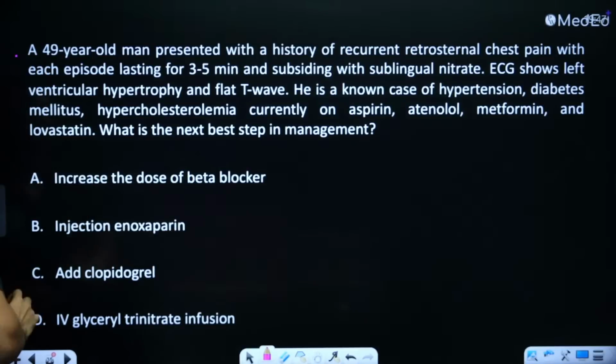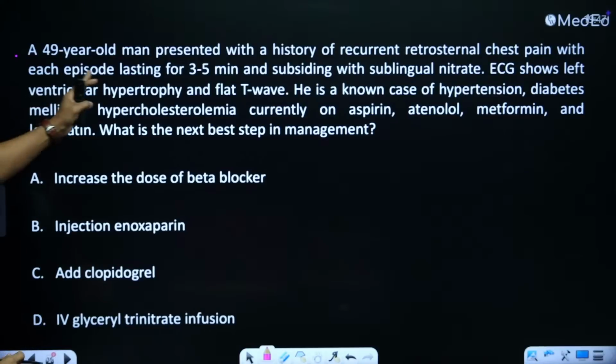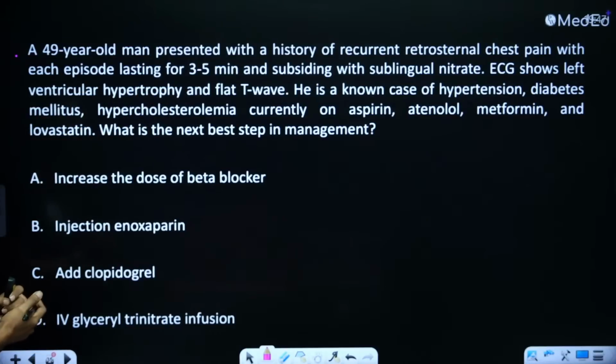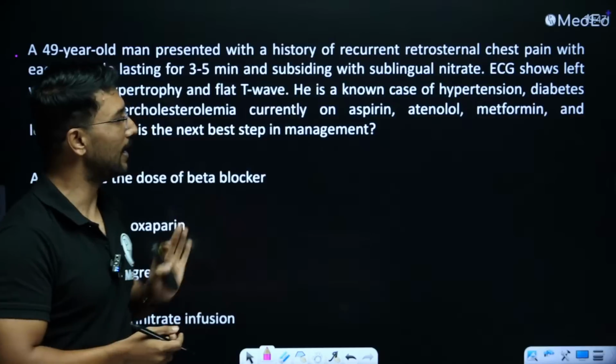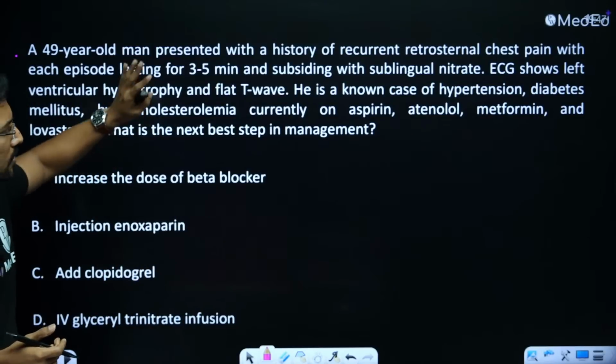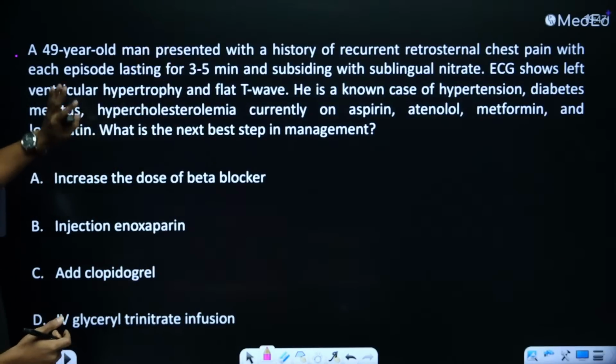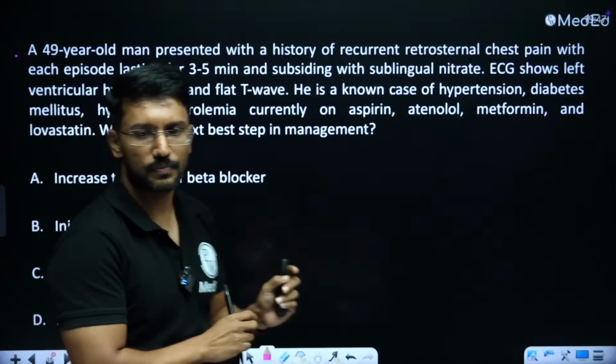Okay, so here's our next question. A 49-year-old man presents with a history of recurrent retrosternal chest pain, with each episode lasting for 3 to 5 minutes and subsiding with sublingual nitrate. Okay, let us stick to this statement before we go further. What's your diagnosis at this level?